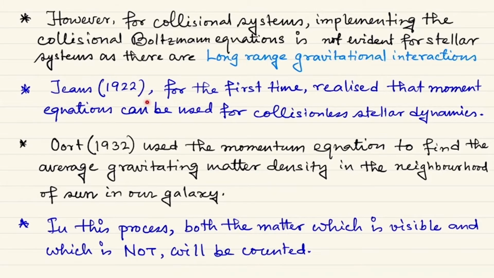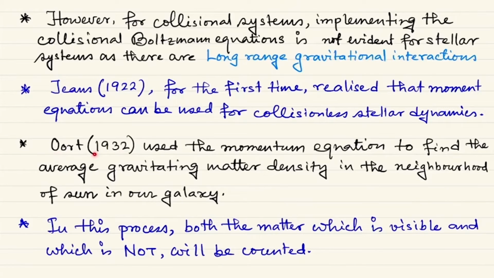Now Jeans, in the year 1922, for the first time realized that the moment equation can be used for collisionless stellar dynamics and for doing very interesting jobs. Jeans is the famous astrophysicist, famous astronomer as well, after whose name we have Jeans instability, Jeans mass, Jeans length, this type of thing. One of those jobs I will discuss here.